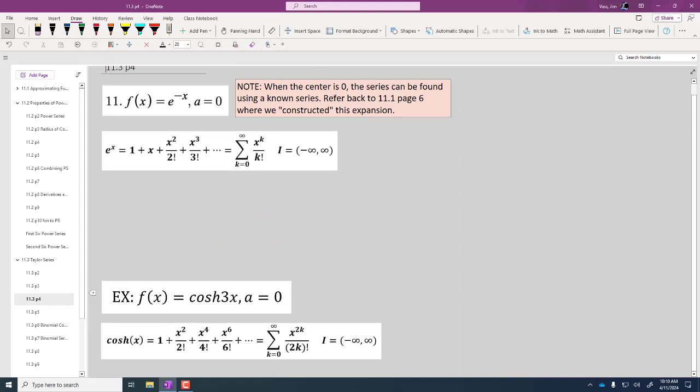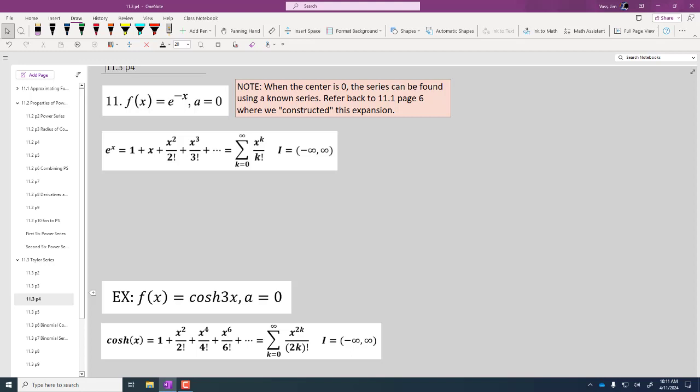Now, when the series is a Maclaurin series, in other words, a Taylor series centered at the origin, typically we're just doing that massaging of a known series. And so this is a series that we already constructed. It's on our list. This is the most important power series of them all.